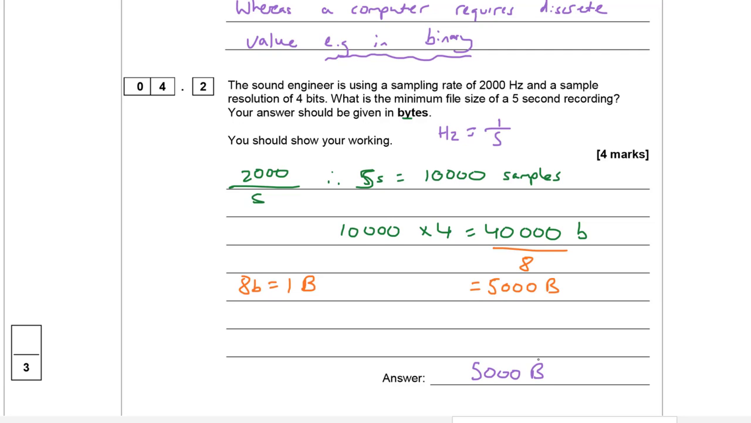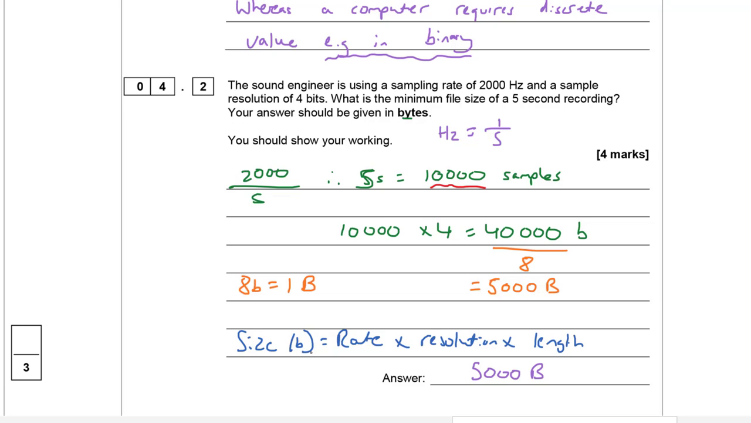So just to recap, the sampling rate is how many samples we're taking per second, and the sample resolution is how many bits are assigned to each of those samples. And because the sampling rate is in terms of 1 second, we have to scale it up to whatever the length of the recording is, which is why we're multiplying it by 5 to get to 10,000. So more formulaically, the size in bits is going to equal the rate times the resolution times the length in seconds.